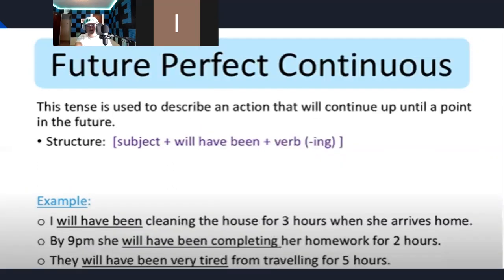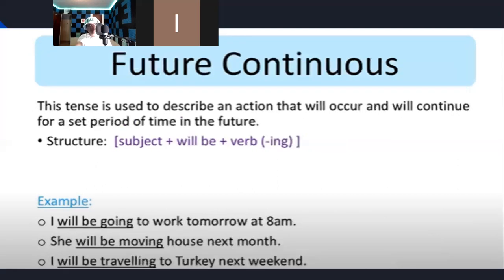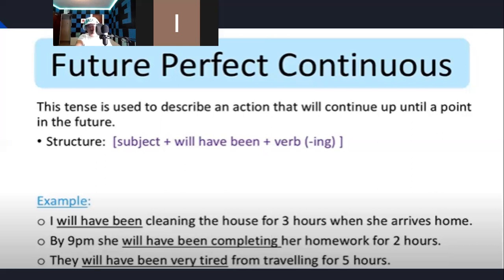Future perfect continuous. This tense is used to describe an action that will continue up until a point in the future. The structure: subject plus will have been plus verb in the ing form. Since it's perfect, it's gonna get completed up until a point in the future. Unlike the continuous, which is still happening, this one we're expecting to be completed. So the subject plus will have been completing.